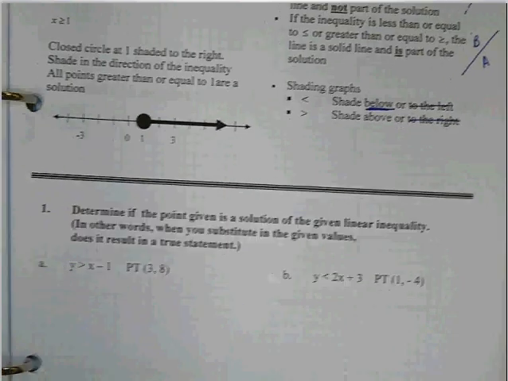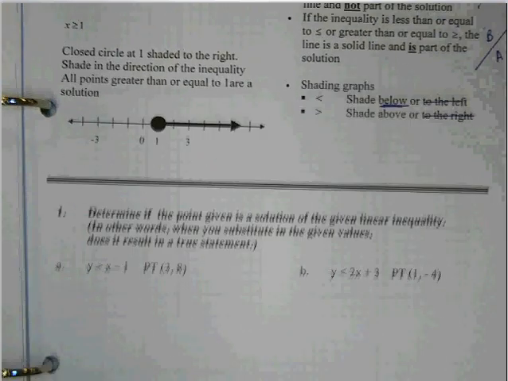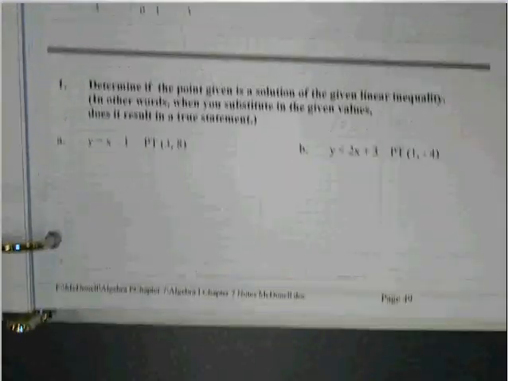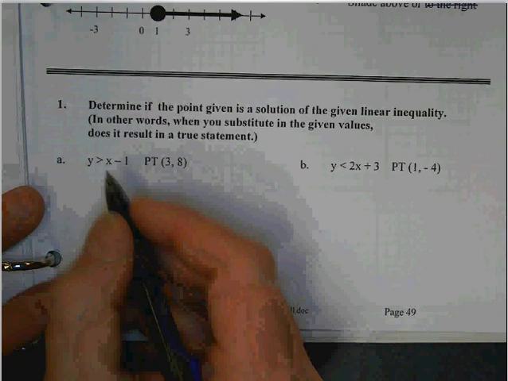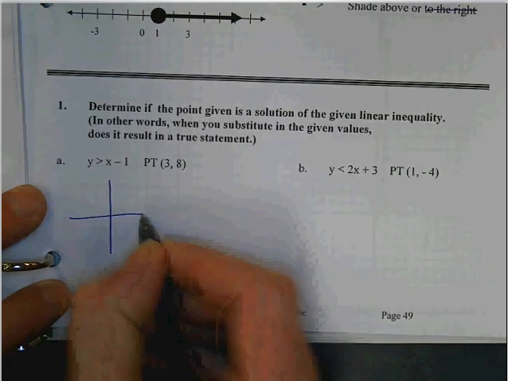All right, let's look down here at number 1. How would you get a dotted line on the graph? If it's less than or greater than but not equal to. Yeah, it'll be really straightforward. All right, I'm going to do a little sketch here. And then we're going to actually solve the problem.